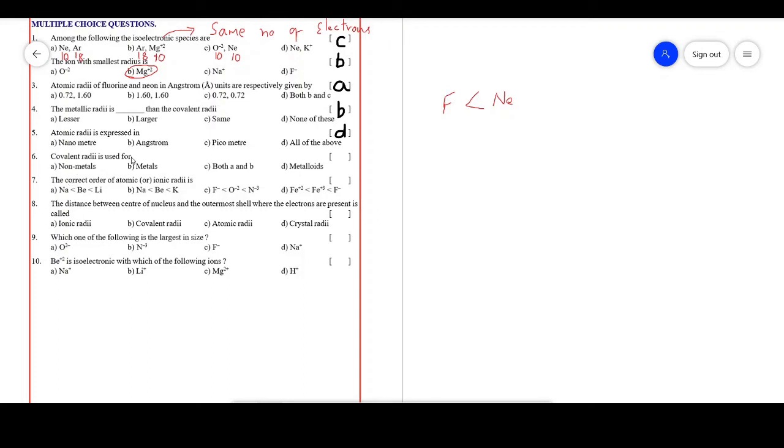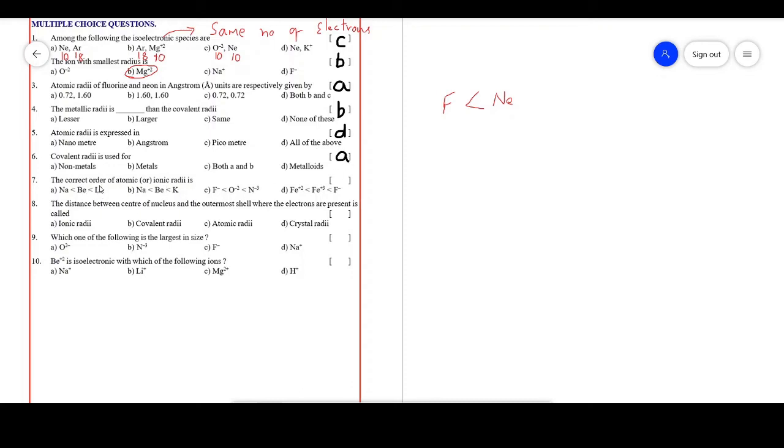Next, covalent radius is used for. Covalent radius is used mostly for non-metals. Metals will have metallic radius. So here the answer is A.